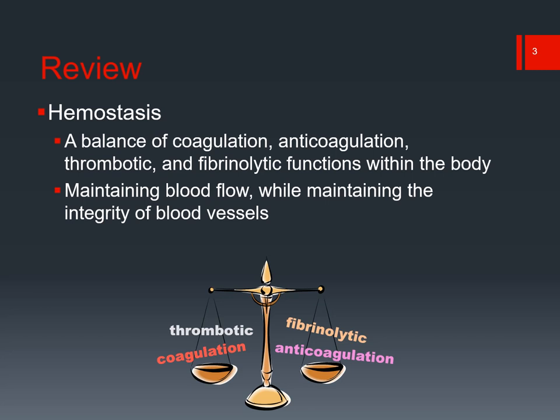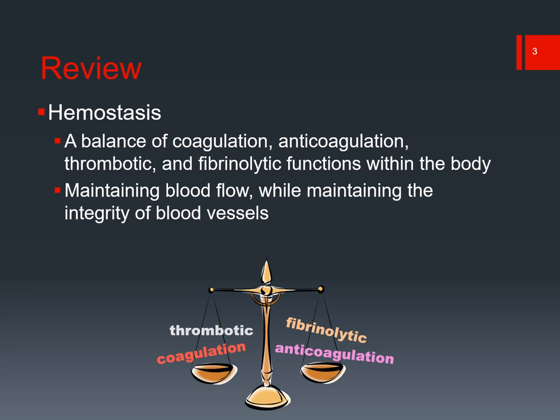Hemostasis is a balancing act. On the left side of this balance, we see that there is thrombosis or coagulation, which would lead to the clotting of the blood. As well, on the right side of this balance, you'll notice that there's fibrinolysis and anticoagulation. Those are to break down the clot and allow for resolution of blood flow.